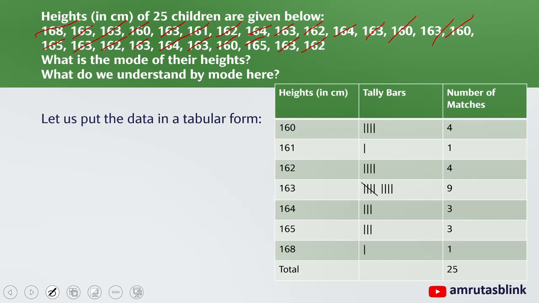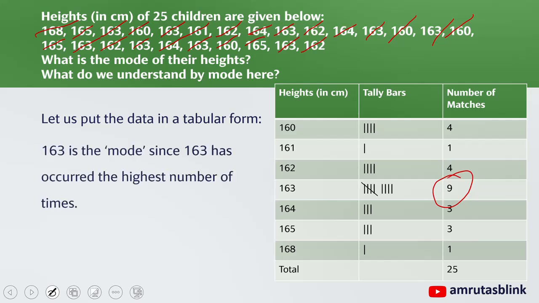Now here if we observe, the maximum number of matches is 9, that is for 163. Hence we can say 163 is the mode of this data. So most of the children have the height 163 centimeters. So the conclusion is the maximum students in the class have a height of 163 centimeters.